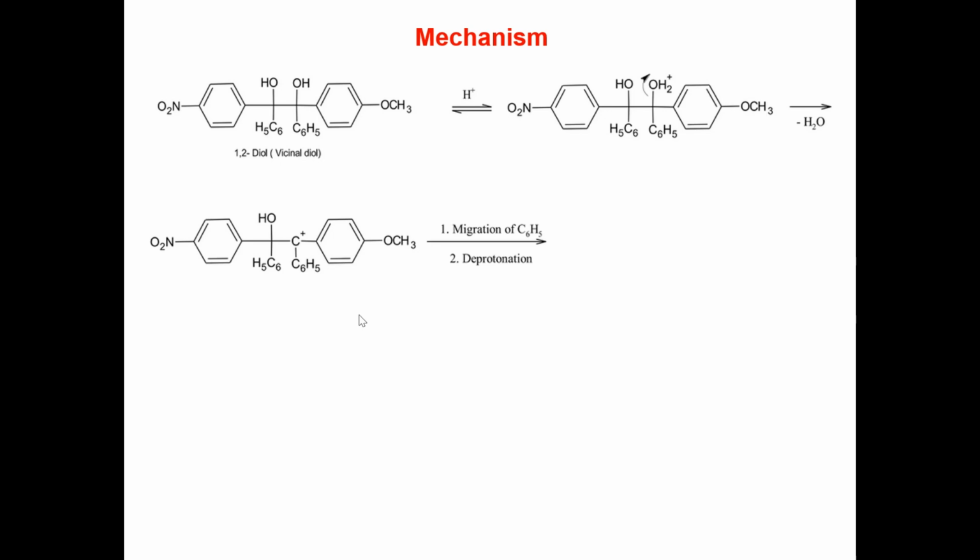Now, paranitrophenyl and phenyl: phenyl group has more electron density. That's why migration of the phenyl group towards this carbocation occurs. And deprotonation of this OH occurs to give rise to a rearranged ketone.